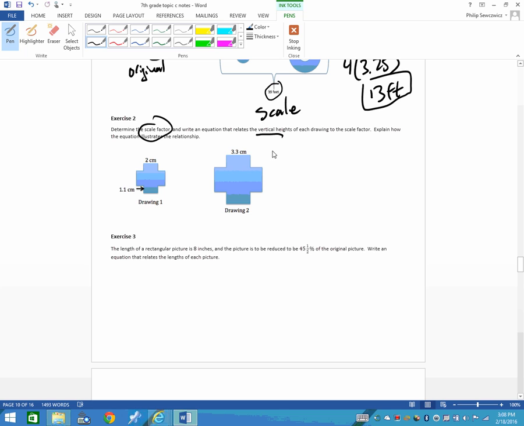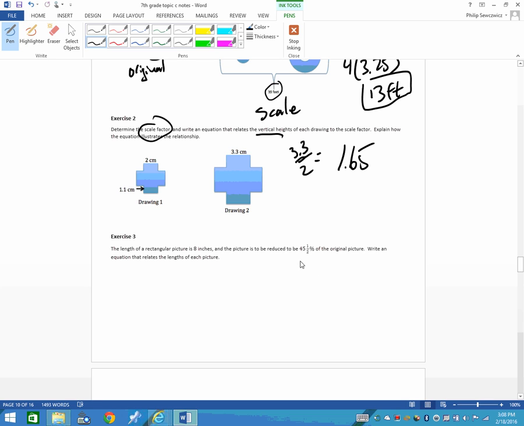I'm back. I wouldn't leave you there. So scale factor here. Drawing 1, drawing 2. They didn't really tell me which is the original, but with a little common sense, what comes first, 1 or 2? So it is drawing 1. That is our original. So the 2 goes in the denominator and then the 3 and 3/10, matching the corresponding heights. This is going to get me my scale factor. We'll divide that in the calculator, 1 and 65/100ths.